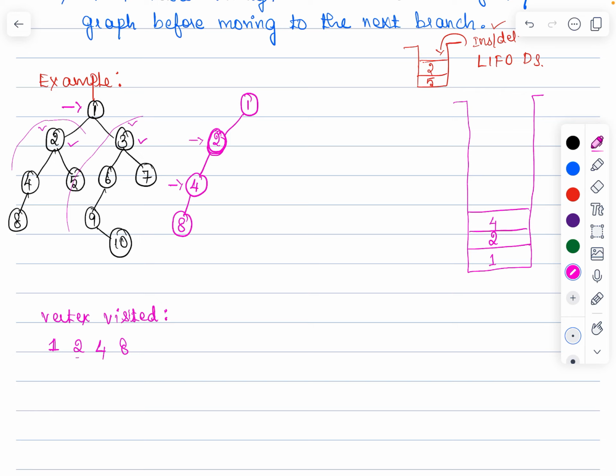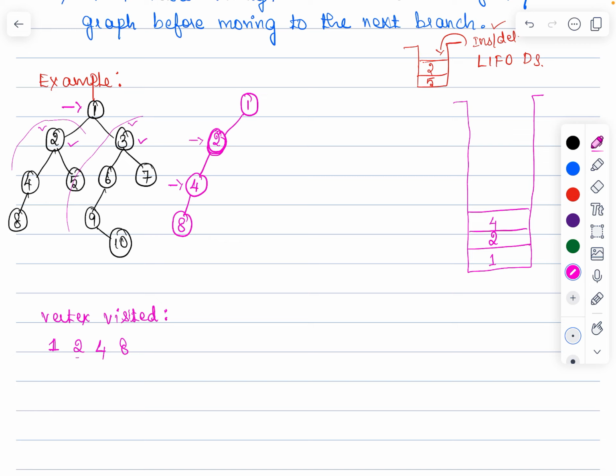Next, 8 must be explored, so I will try exploring the node 8, but there are no new vertices found under the node 8. So since there are no new vertices under the node 8, it is supposed to perform backtracking. So where does it have to go? Since there are no options under 8, it has to find some other option. So it has to move back to the previous level and look for any other option.